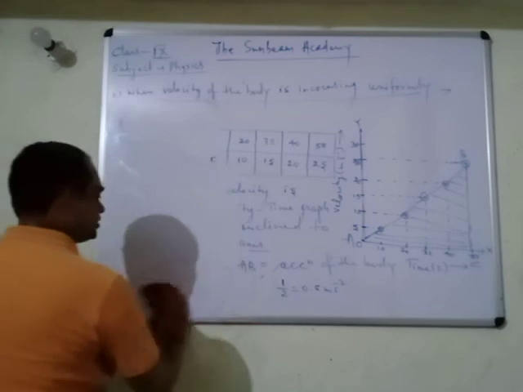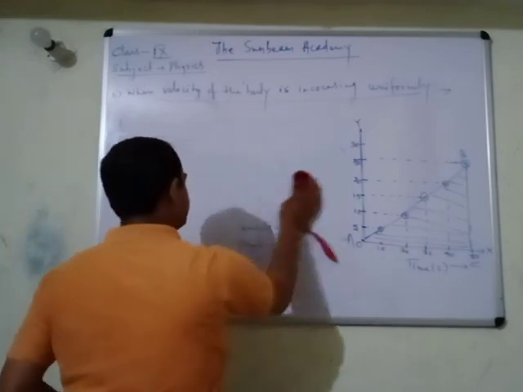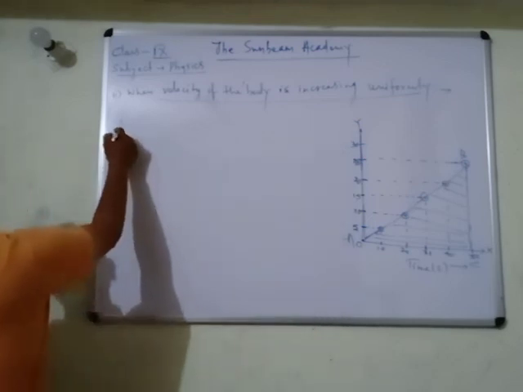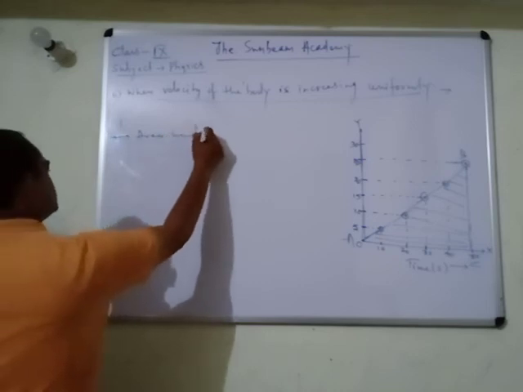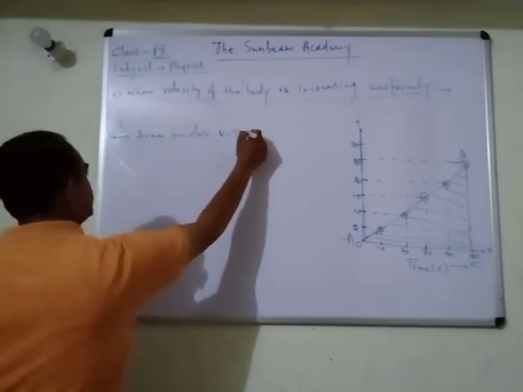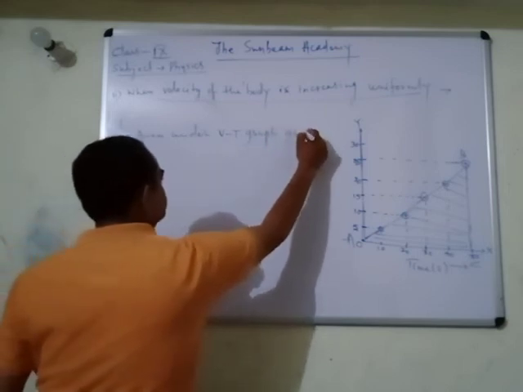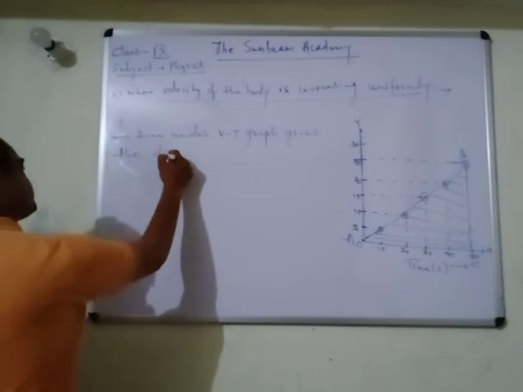Suppose we have to calculate the displacement. In this case, how we calculate the displacement of the body? You will remember that area under VT graph gives the displacement of the body.